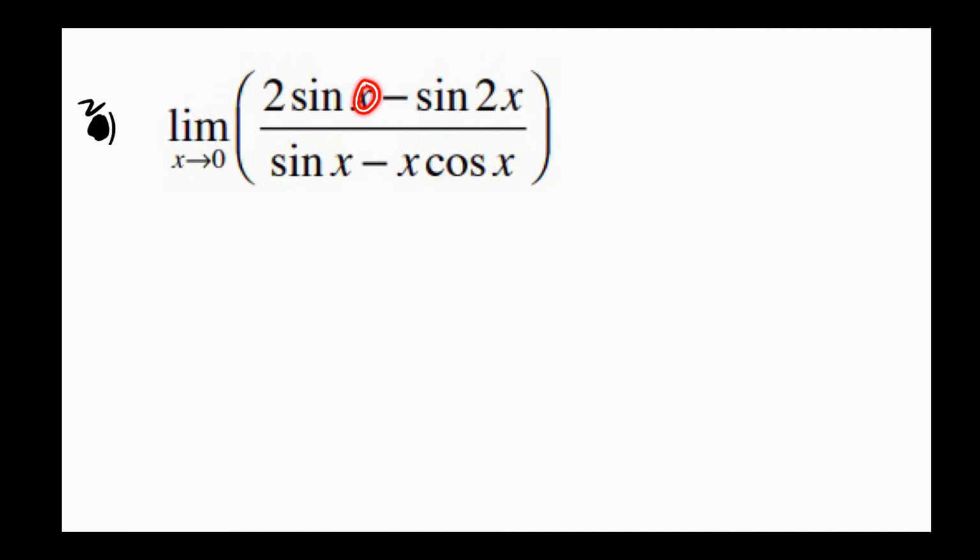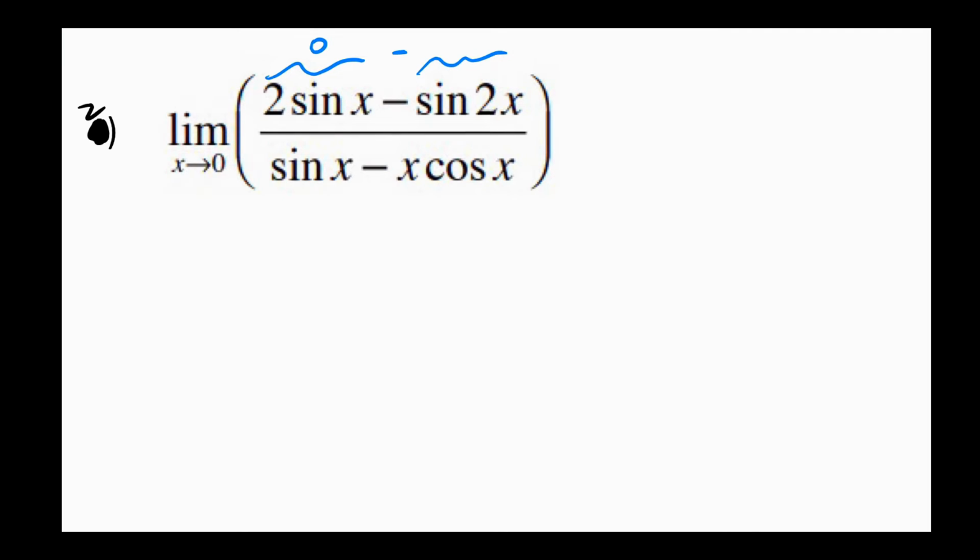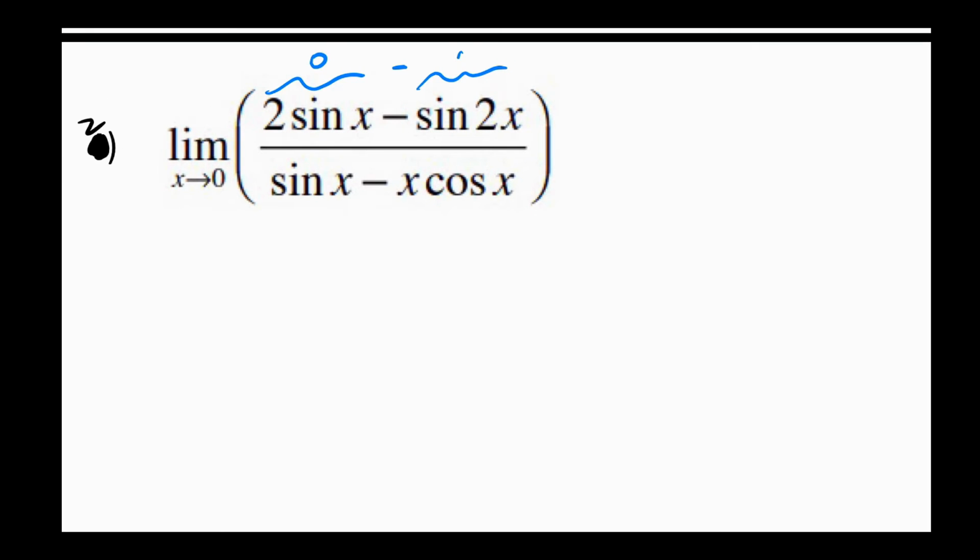If I plug in 0 here, I get sine of 0 is 0. So 2 times 0, that's a 0, minus, and then this guy here is going to be another 0, because sine of 0 is 0. So I get 0 on top. Doesn't mean it's indeterminate yet. It could be 0. Bottom, I get 0. Cosine of 0 is 1, but the x in front is 0. So that's another 0. So I get 0 over 0.